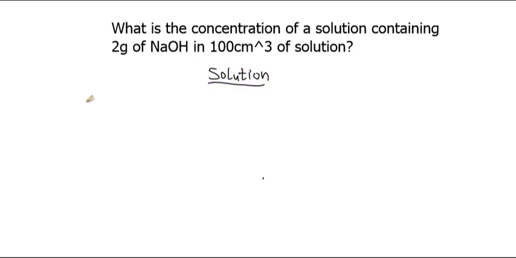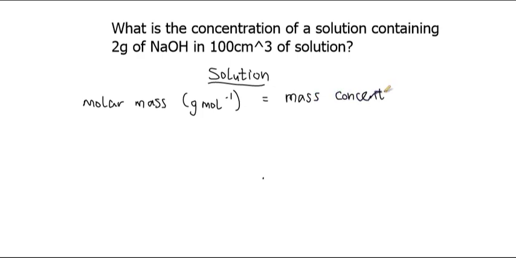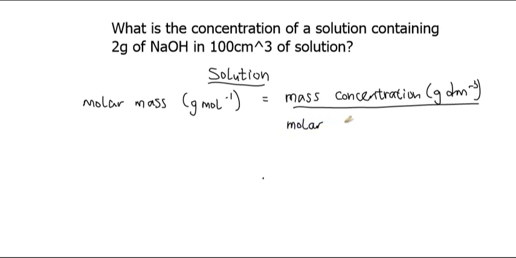we'll be using the formula: molar mass, units grams per mole, equals mass concentration, given in grams per dm³, divided by the molar concentration, units moles per dm³.